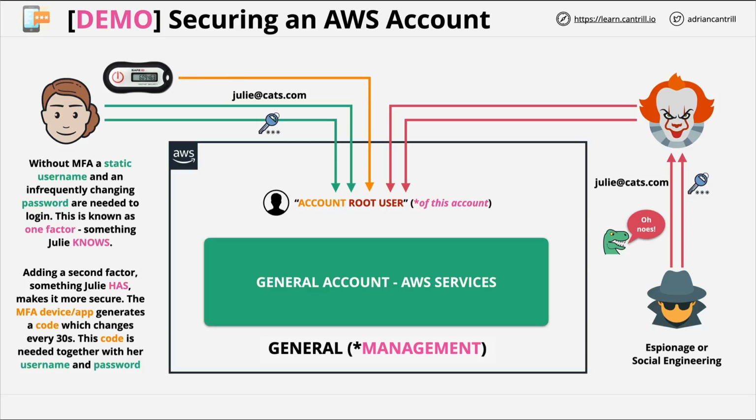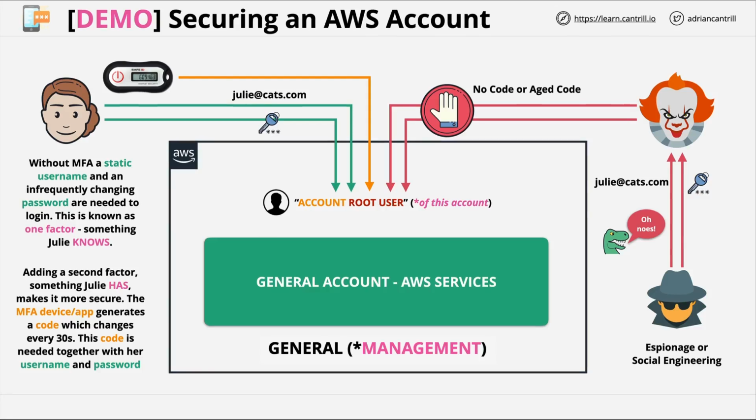Now this means that if our evil clown only has the username and password, or if he has an older invalid code, then he will be denied entry into the general account using the account root user. In this case we're using two factors, something that Julie knows, so her password, and something that Julie has. Now we could, depending on the system, add even more factors. Certain systems allow you to use biometrics such as a fingerprint or retinal scan, which in this example is something that Julie is, and that makes it even harder for anyone but Julie to access a sensitive system.